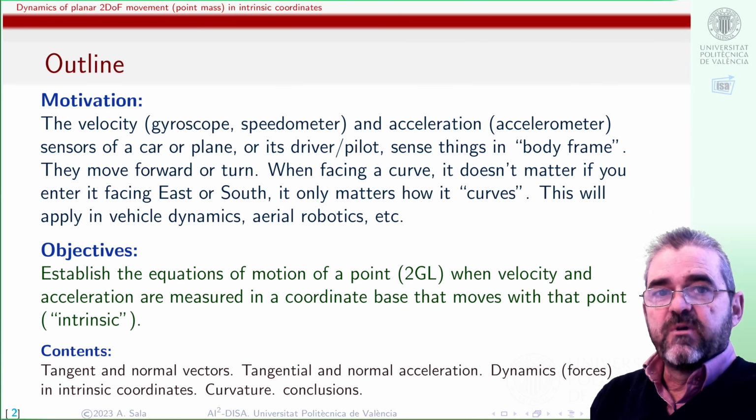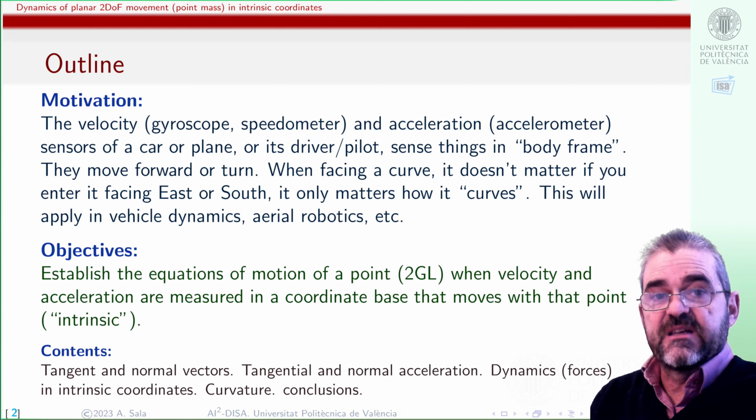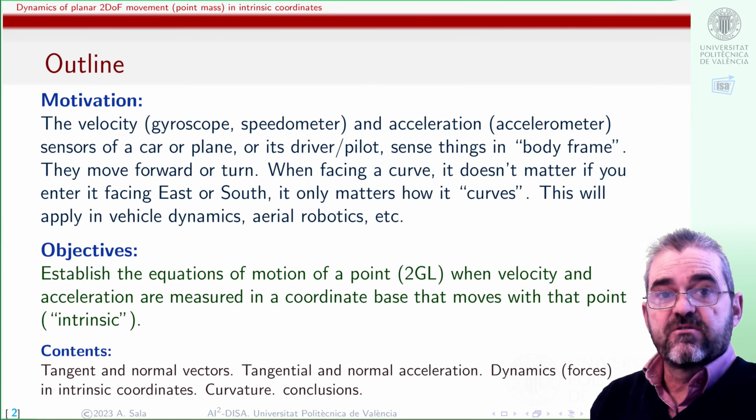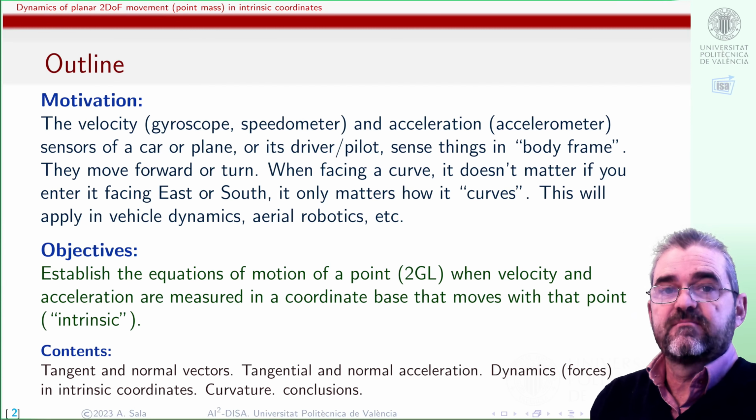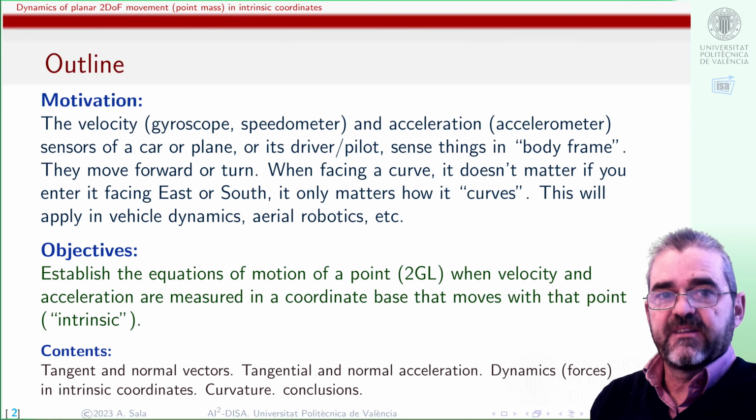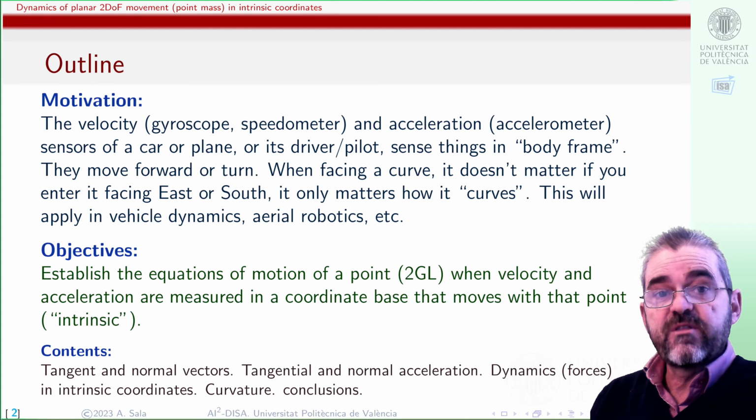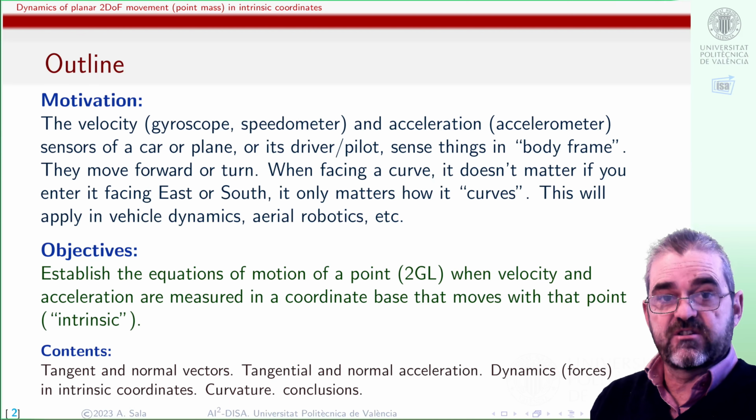You don't mind where north, south, east, west, or in which village you are when you are facing a curve at high speed. Likewise, an airplane pilot and the sensors of the airplane will usually measure things in what's called the body frame, something that is moving with the body, except weight. Weight points always downwards, but okay. The thing is that the reference system that moves with you is called intrinsic reference frame, and in this video we'll discuss the equations of movement in such a frame.